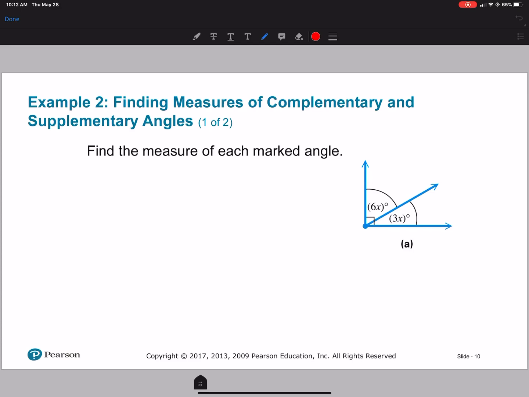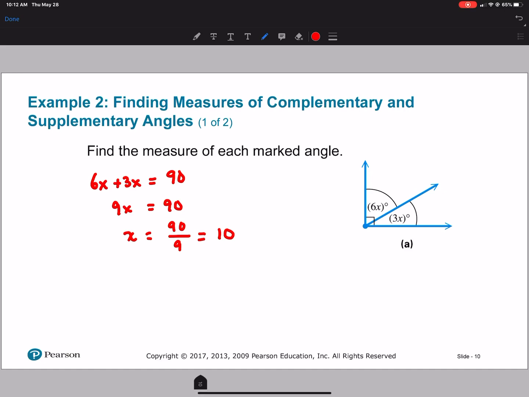So we have 6x plus 3x is equal to what? 90, because both of the angles add up to be 90 degrees. Therefore, I got 9x is equal to 90 degrees. So x is just equal to what? 90 divided by 9, which gives me 10.